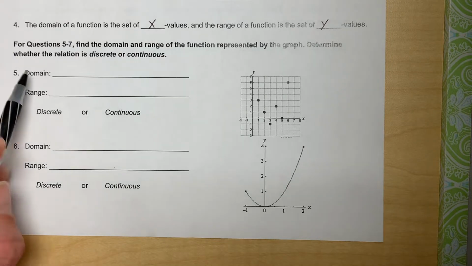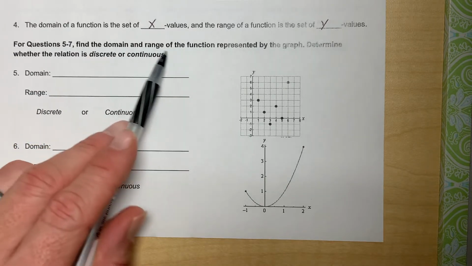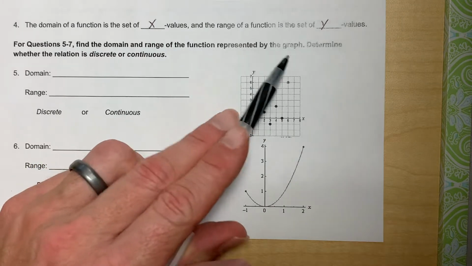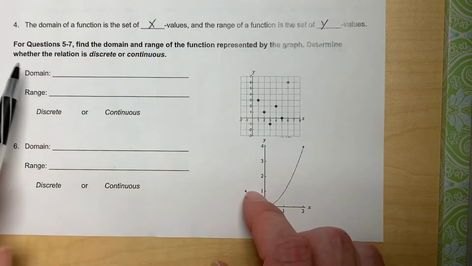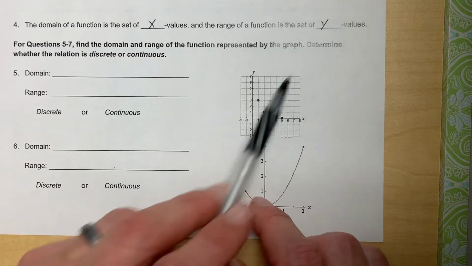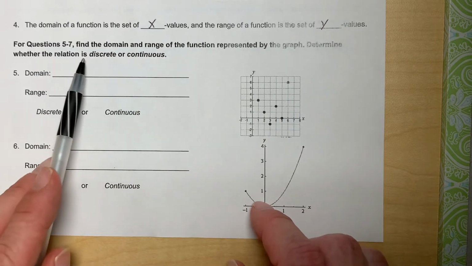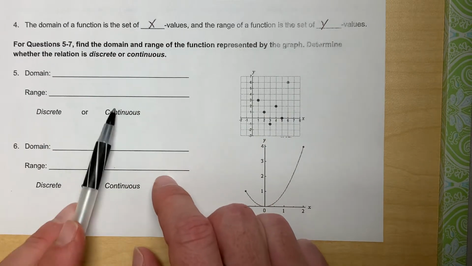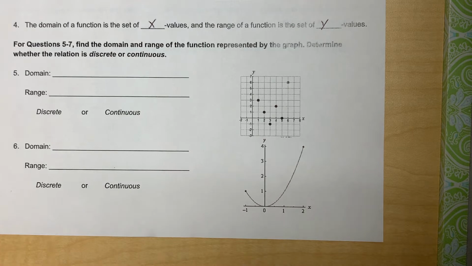In problem number 5, it says to find the domain and range of the function represented by the graph. So here's the graph. They want you to list the domain and range, and then they want us to determine whether the relation is discrete or continuous. So that's our goal, and that's what we're going to do right now.